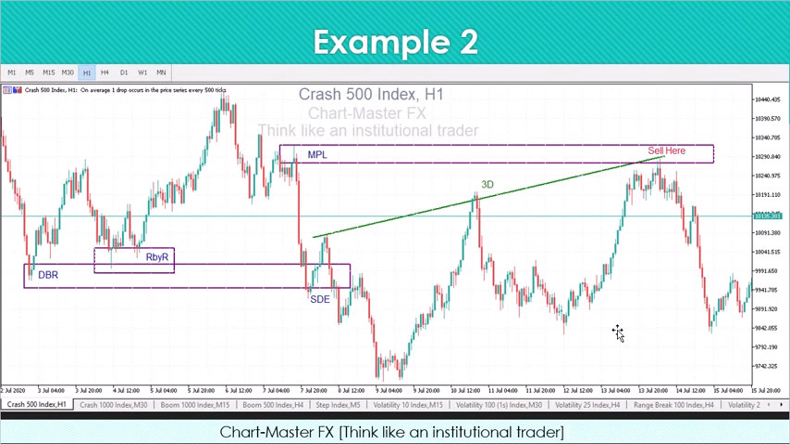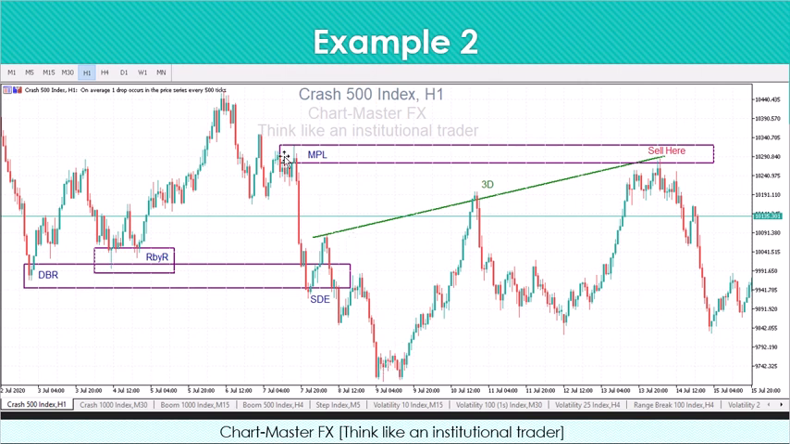Let's go to example number 2. On example number 2 here, the market is coming from a drop base rally. What happened here, we can see that we have a reaction by rejection of at least 1, 2, 3. Once we have that reaction by rejection, we saw that this DBR, this base was engulfed, and the depth of engulfment was to this extent.